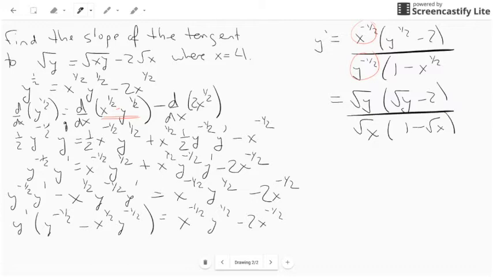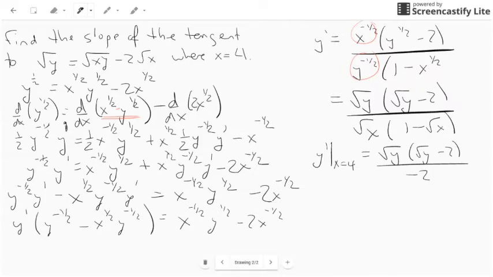Now what we're going to do is evaluate that where x is equal to 4. In my numerator, that is still going to be root y minus 2. Now I could multiply that out, but I could also leave it like that. My denominator is going to be, well, take a look at what's inside here. The square root of 4 is going to be 2. So inside the parentheses, I'm going to have 1 minus 2, or negative 1, multiplied by the 2 out front. So it's going to end up being negative 2 down there.